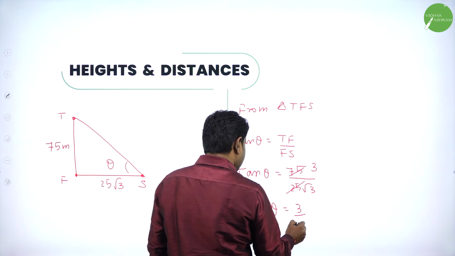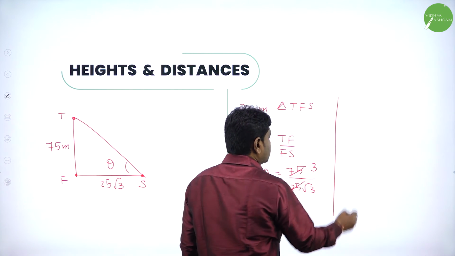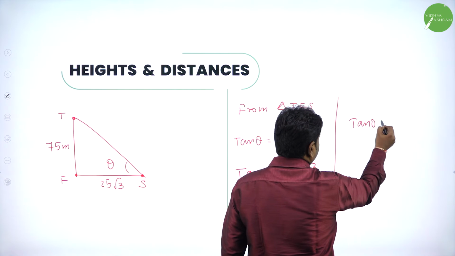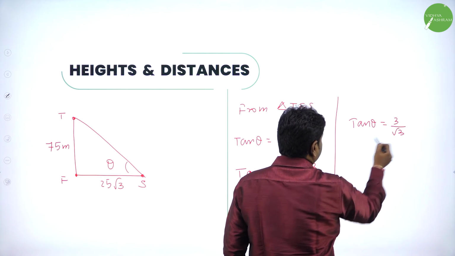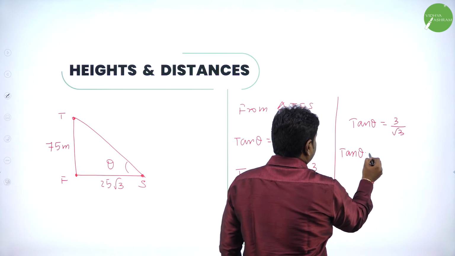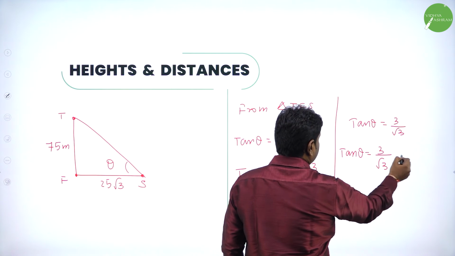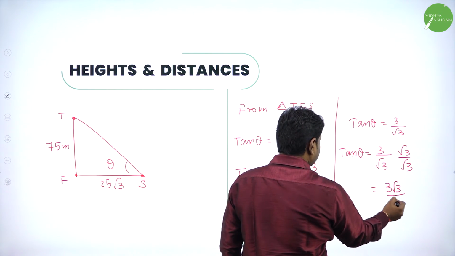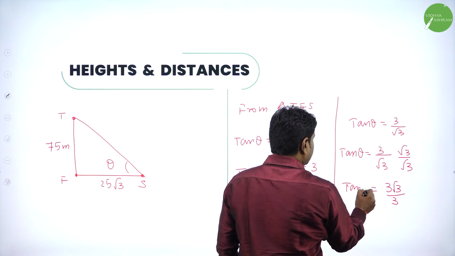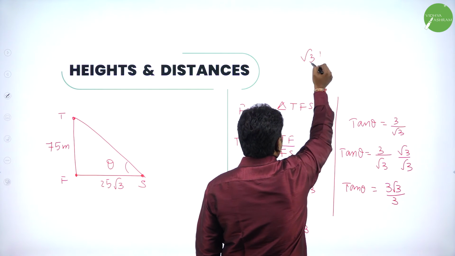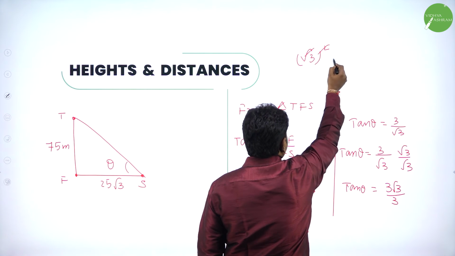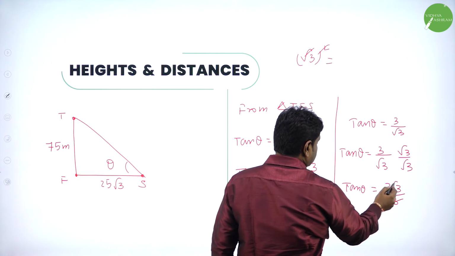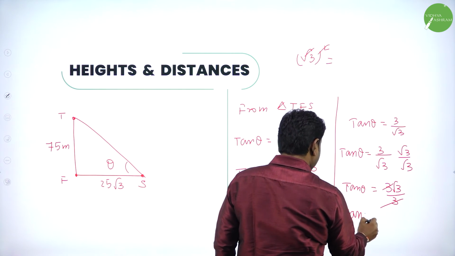3 by root 3, rationalize this. If you rationalize, tan theta is equal to 3 by root 3. So simplify the denominator and convert the irrational term. Divide and multiply by root 3. So the numerator becomes 3 root 3 and the denominator becomes 3 root 3 into root 3. What is root 3 into root 3? Root 3 the whole square, so that is 3. Now 3 ones are 3, cancel. So tan theta is equal to root 3.